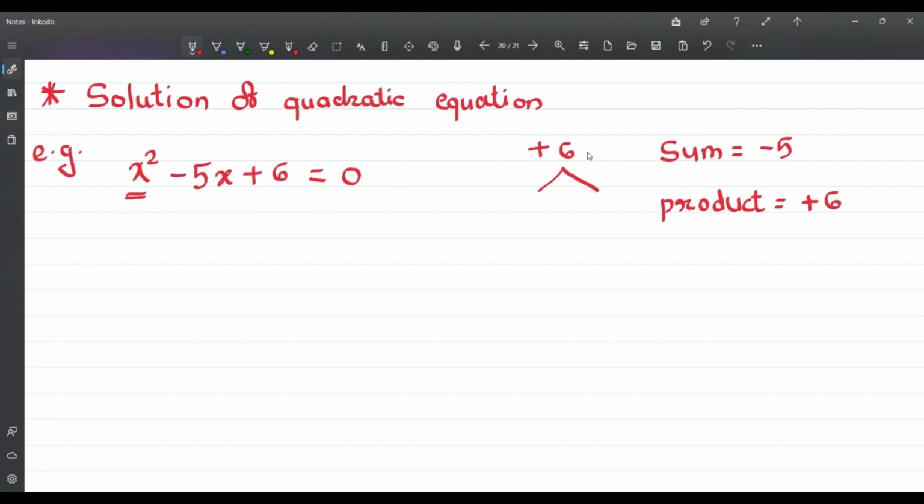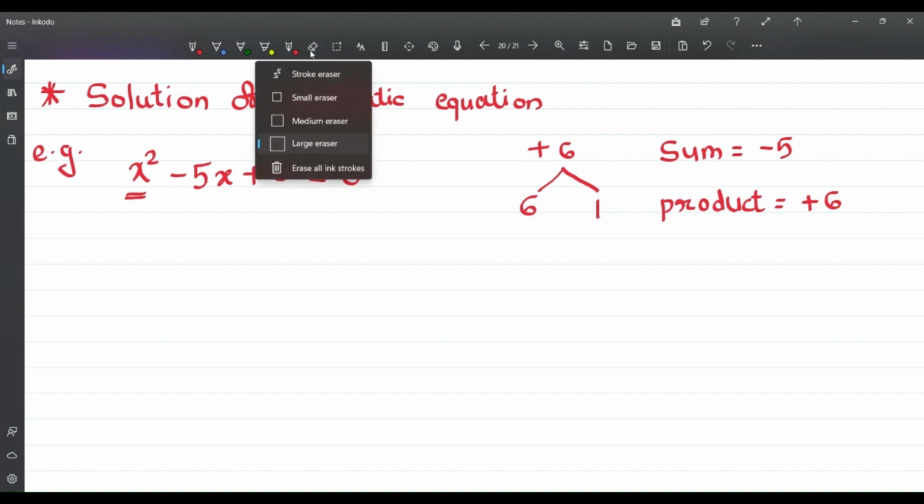Now, plus 6 will be factorized into two factors such that the first one is 6 and 1. If we take plus 6 and minus 1, 6 minus 1 will be plus 5. But here we have minus 5, and their product will be minus 6. So this partition is not possible.